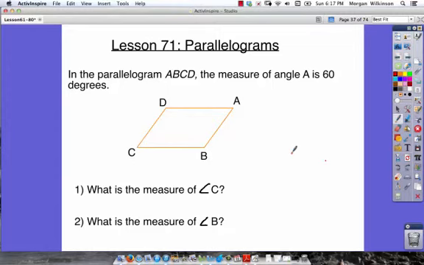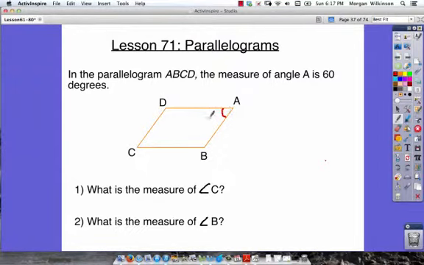Lesson 71 is all about parallelograms. Now, the first question we have says, in the parallelogram ABCD, the measure of angle A is 60 degrees. So if we look at this parallelogram, we know a parallelogram is just a quadrilateral that has two pairs of parallel sides. We've got A, B, C, and D. The measure of angle A is 60 degrees.